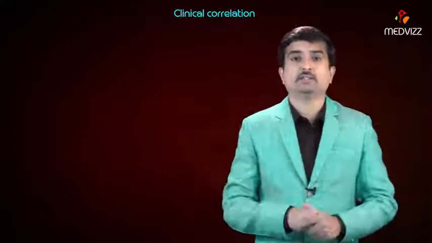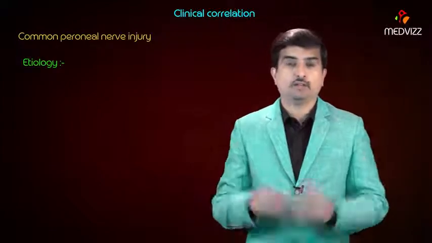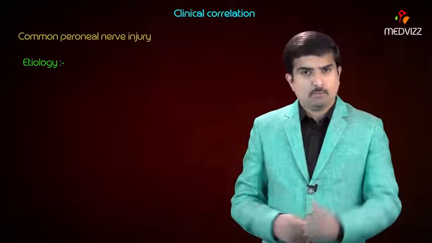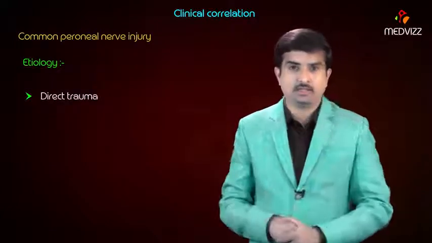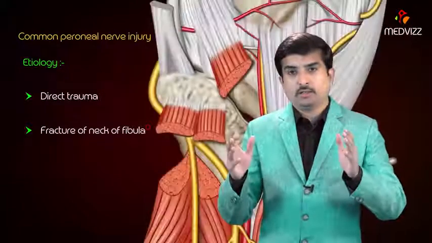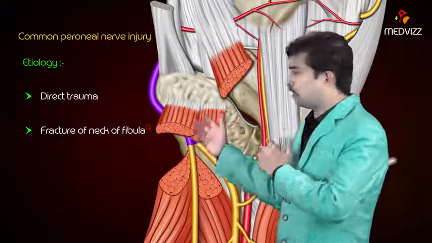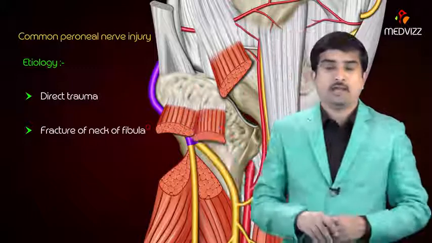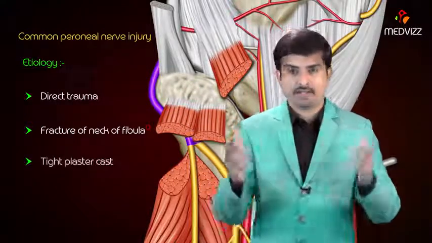Now let us discuss the clinical correlation. Here, the very important one is the common peroneal nerve injury. So what is the etiology of common peroneal nerve injury? More commonly, the common peroneal nerve is injured by direct trauma, or maybe because of a fracture of the neck of the fibula, where the common peroneal nerve winds around the posterolateral aspect of the neck of the fibula. And other, less common causes include tight plaster casts.